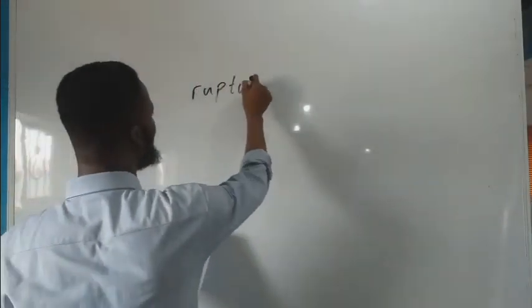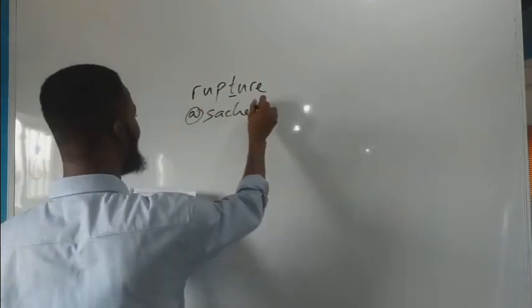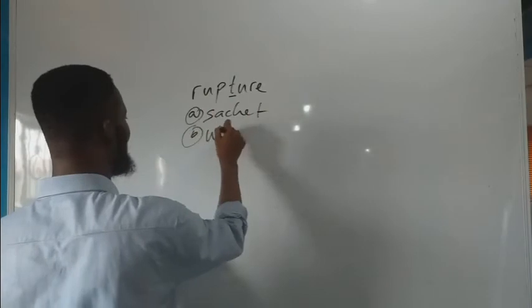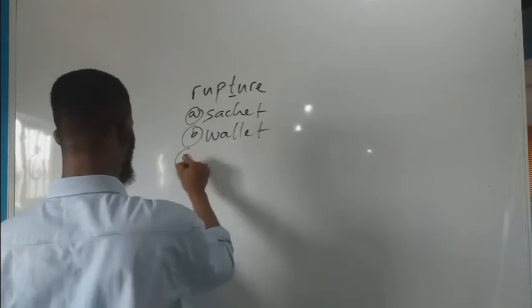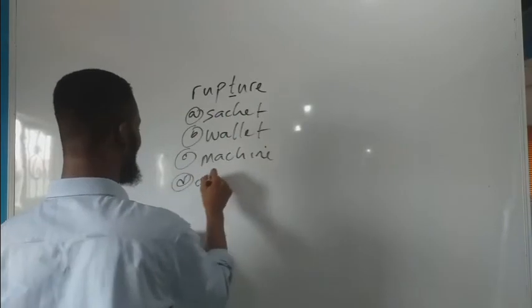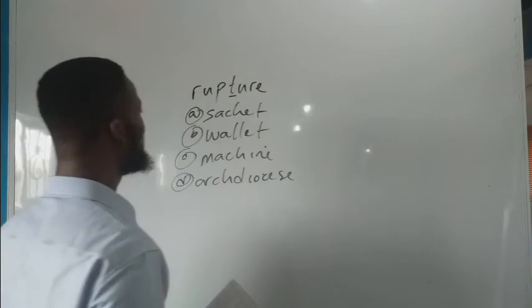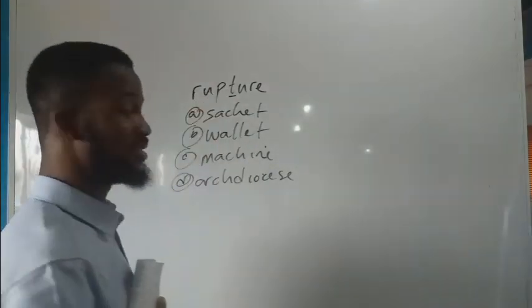Question number 1, we have rupture, and this is underlined. Option A, we have sachet. Option B, we have wallet. Option C, we have machine. And option D, we have archdiocese. So we're looking for this sound. This sound is exactly what we're looking for.